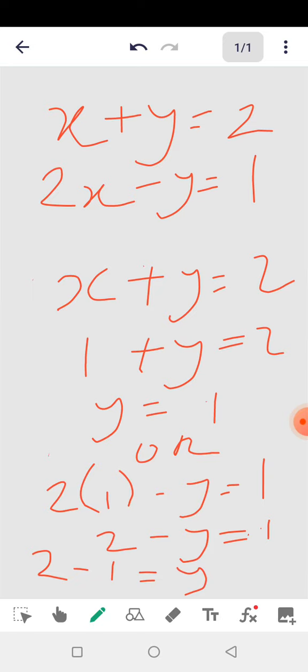So when you want to use elimination method, look for a variable that has the same value with the same sign, or the same value with different sign. But there are instances where the variable does not have the same value and the same sign. So I'll be addressing that one in my next question.